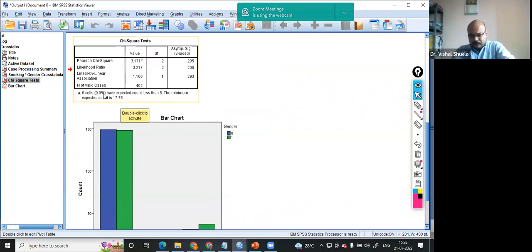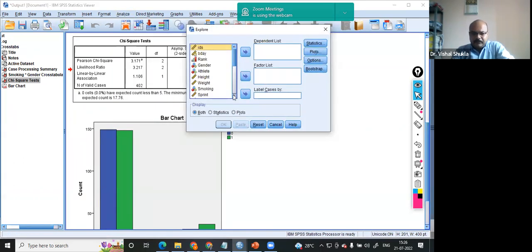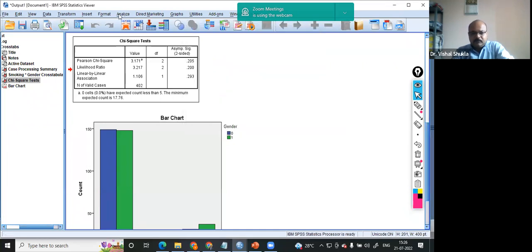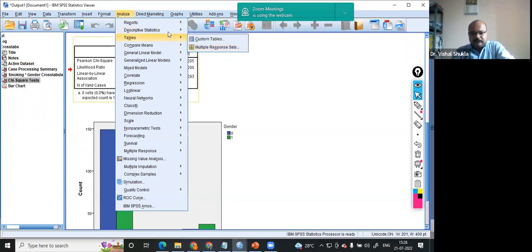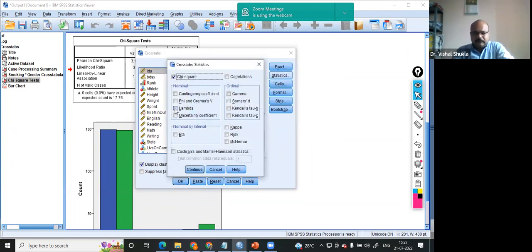Now, what if you are not getting these 5 counts, right? Taking this data only, because I don't have any other data as of now, as if having less than 5 counts. So only taking this data, what I'll do, you go to analyze. Suppose this assumption is not met. So you go to descriptive statistics, crosstabs itself. Smoking is your dependent variable here, your independent variable, gender, in the column. In statistics, here you will get this lambda.